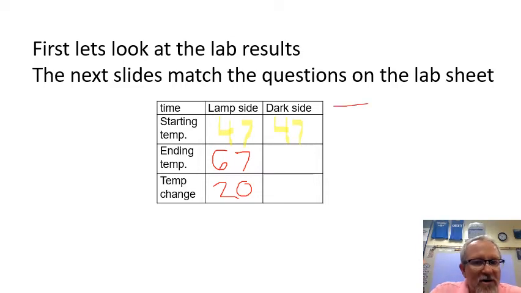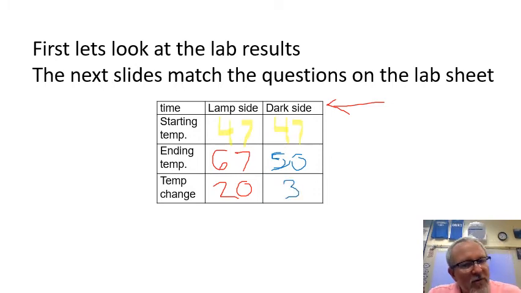Now, on the dark side, there was no light. So we would not think that the temperature on the dark side would go up if it's not getting any energy, but it actually did. It might have gone up to maybe 50. And once again, these are just examples. So that would be a temperature change of 3. So both sides had their temperatures go up, even though only one side was getting energy from the lamp. And we know it's the energy that makes things' temperatures change.